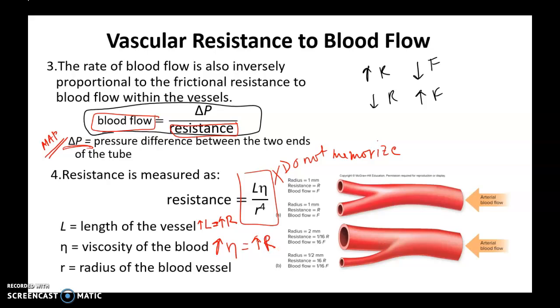Makes sense. And if the radius increases, meaning let's say you are looking at a thicker blood vessel, then an increased radius decreases the resistance. So resistance and radius are inversely related. And length and viscosity are directly related to resistance. Okay, I want you to remember these.